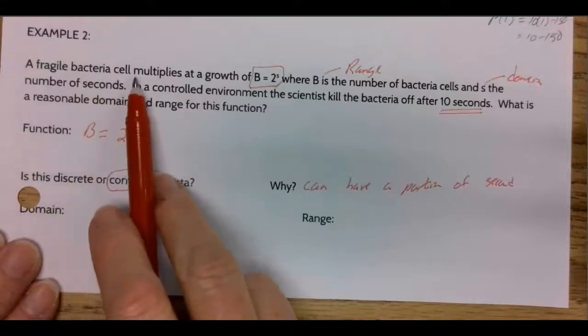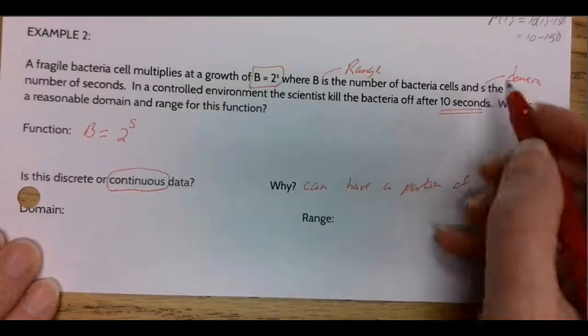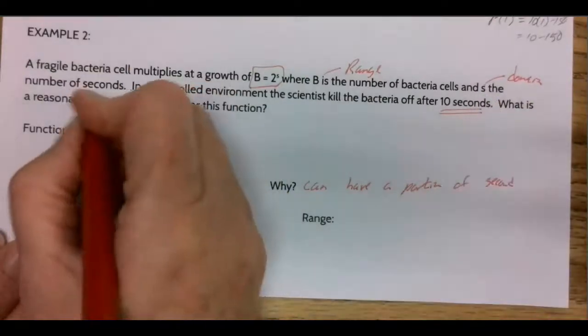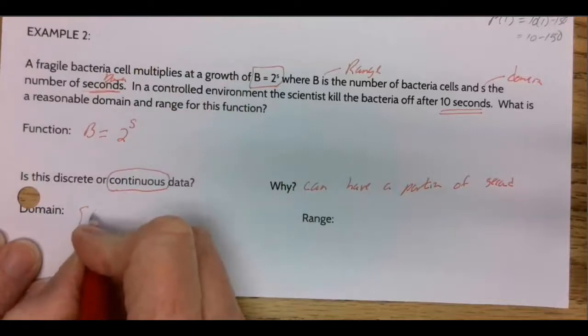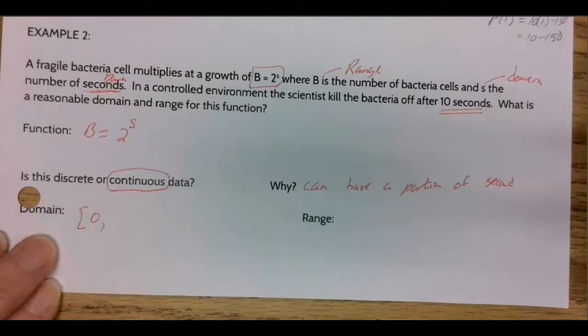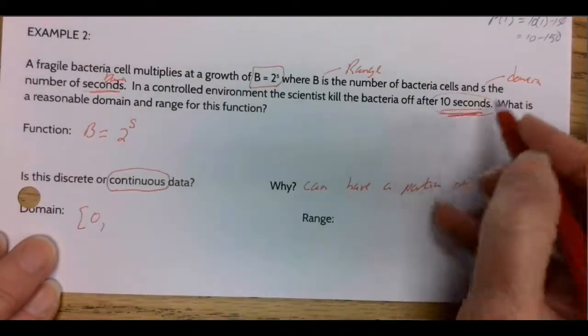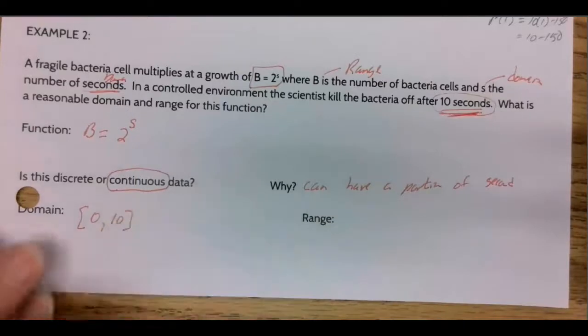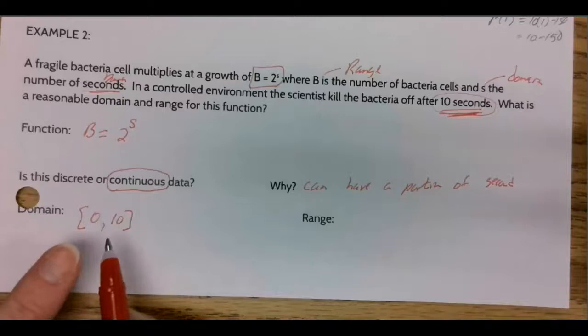So here we go. I can have 0 seconds. Seconds is my domain. I can have 0 seconds, and 0 seconds could be included in it. And how many seconds long did it say we could go? I told you that was going to come back in, and we needed to have that: 10 seconds. Now, how do I find the range? I have to use the domain.